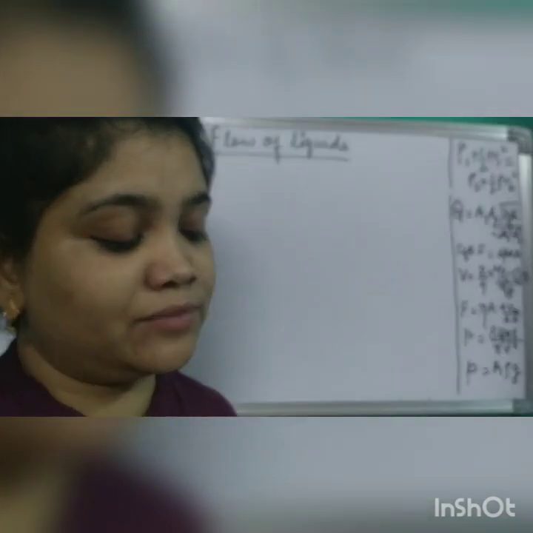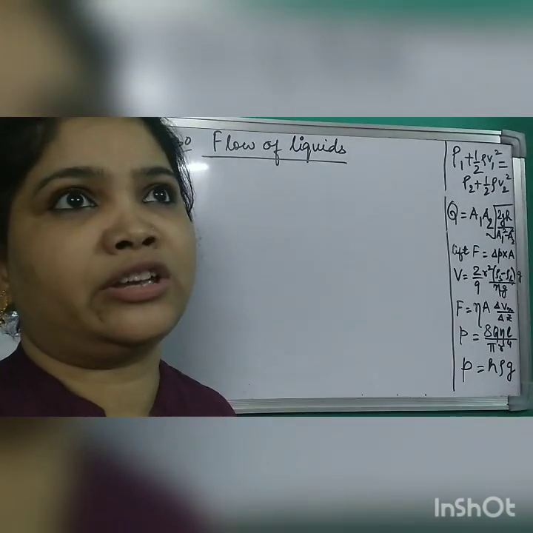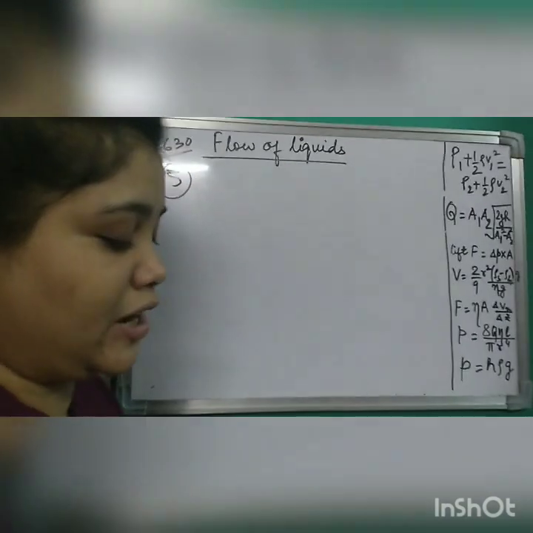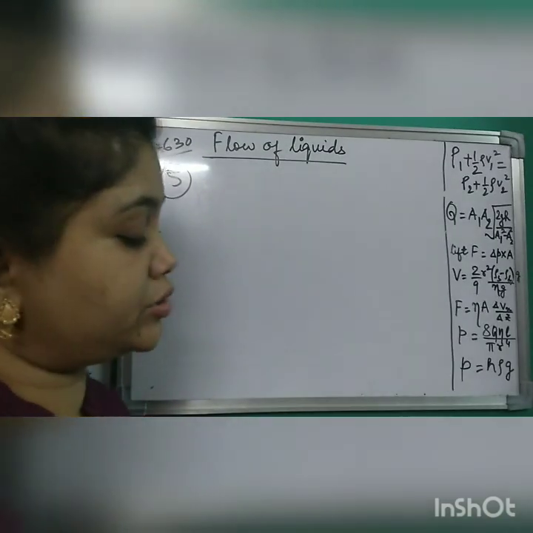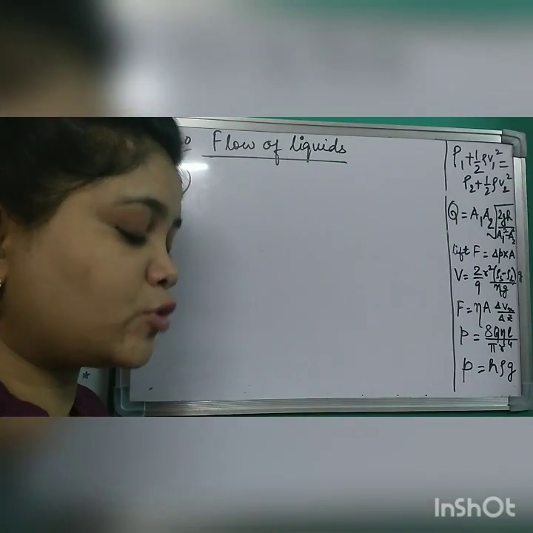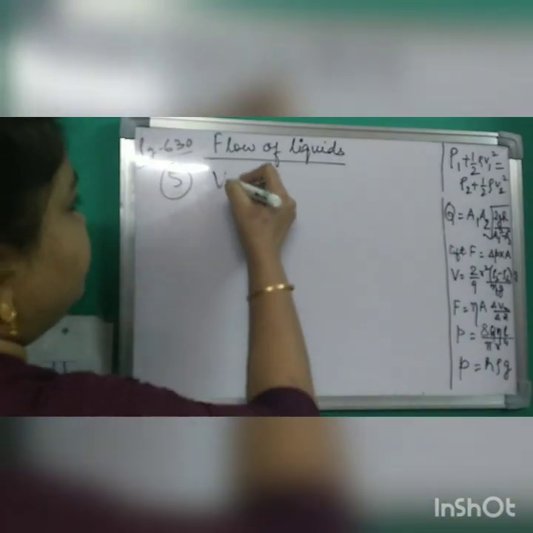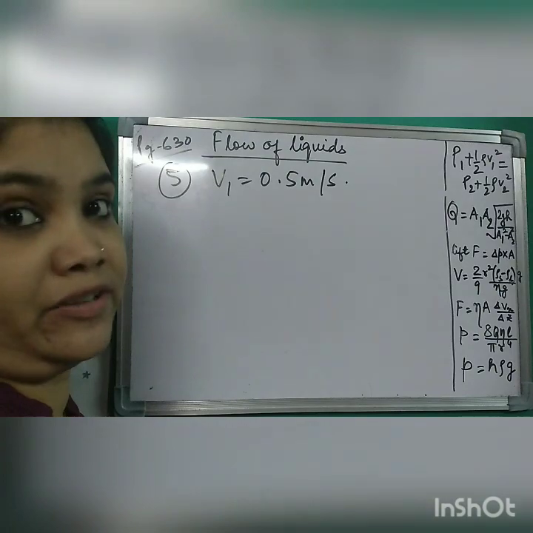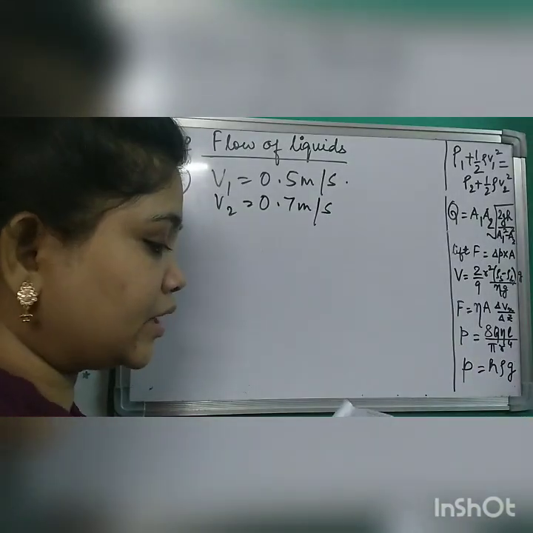The first few sums, sum number 1 to 4, we will not do because they are based on your efflux formula. So we'll start from sum number 5. It says that water enters a horizontal pipe of non-uniform cross section with a velocity of 0.5 meter per second. That means the first velocity V1 is 0.5 meter per second, and it leaves the other end with a velocity of 0.7, so V2 is 0.7 meter per second.